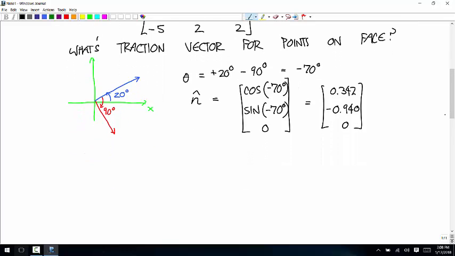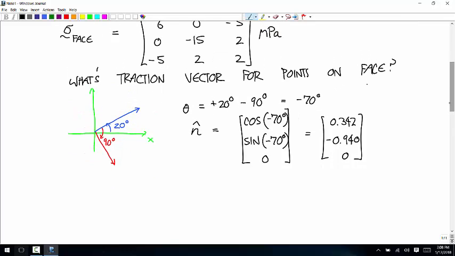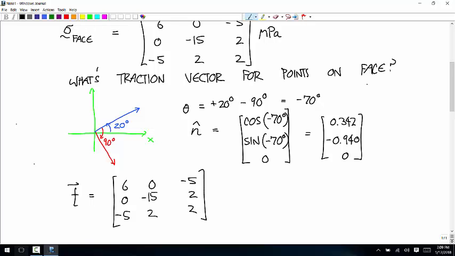So now that we have the outward facing normal, we have this stress tensor, so the traction on that face is equal to 6, 0, negative 5, 0, negative 15, 2, negative 5, 2, 2, times the vector 0.342, negative 0.940, 0.